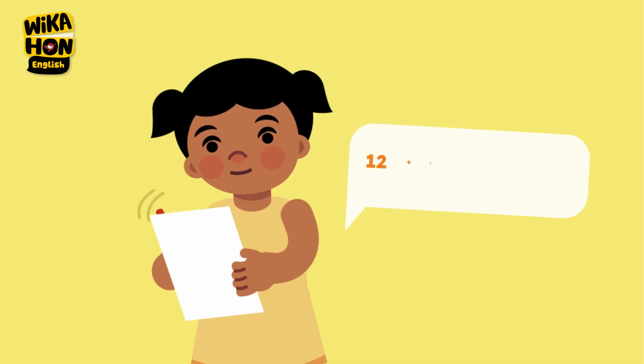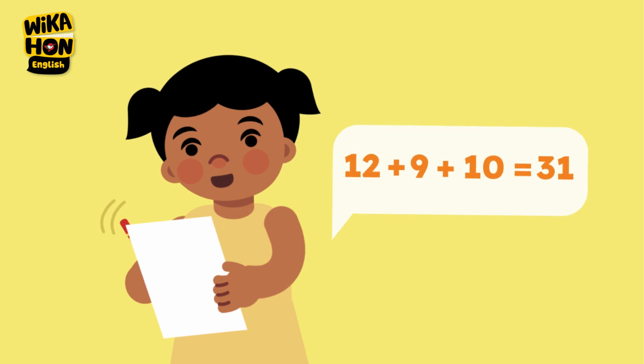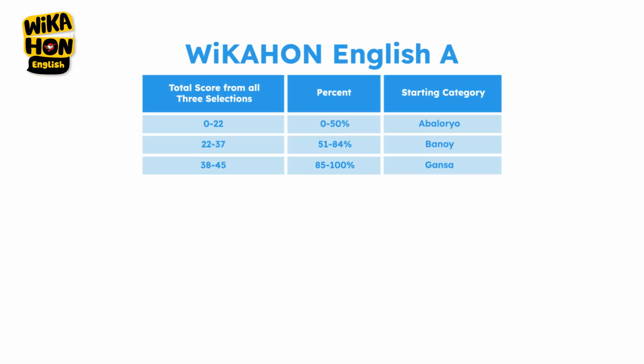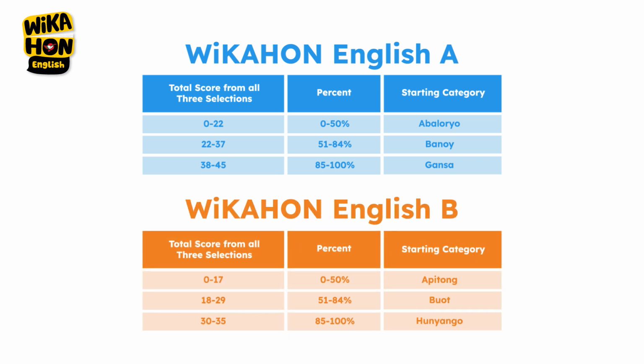Fourth, ask students to sum up their total scores from the selections. Fifth, once the overall score has been obtained, refer to the chart to determine which category each student shall begin with.